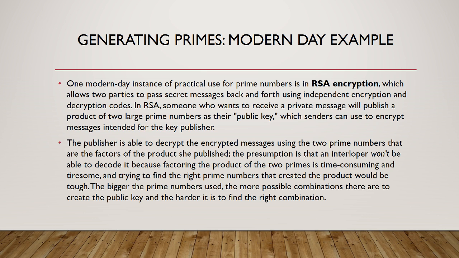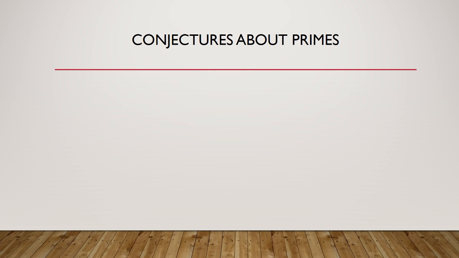A modern day example would be RSA encryption, which is basically taking 2 or more prime numbers and using them as a public key. The larger the prime numbers are, the harder it is to break the code. People could send messages using these numbers to a person that only that person could decipher, because the larger the numbers, the more combinations you could possibly have.